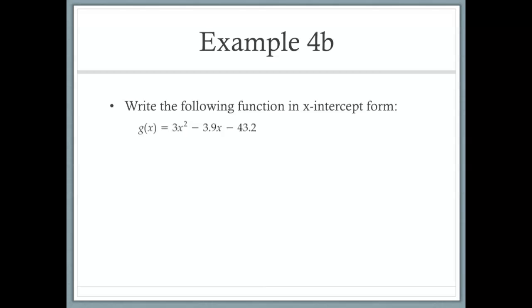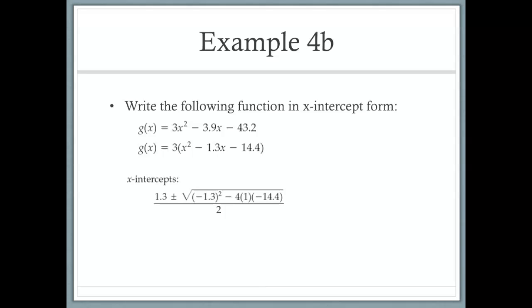So first, let's factor out the leading coefficient, which is 3. So 3, parentheses, x squared minus 1.3x minus 14.4. And now to get the x-intercepts, we're just going to look at the part that's inside the parentheses. So that will be 1.3 plus or minus the square root of (negative 1.3) squared minus 4 times 1 times negative 14.4, all over 2.